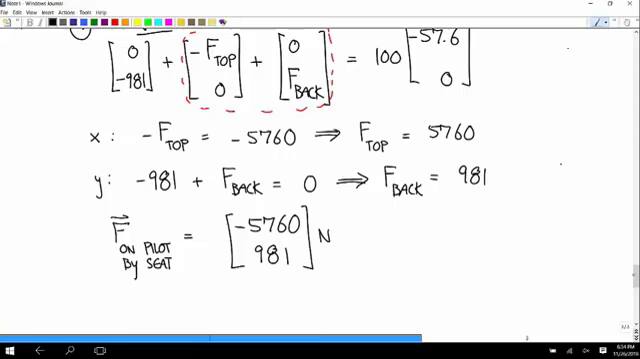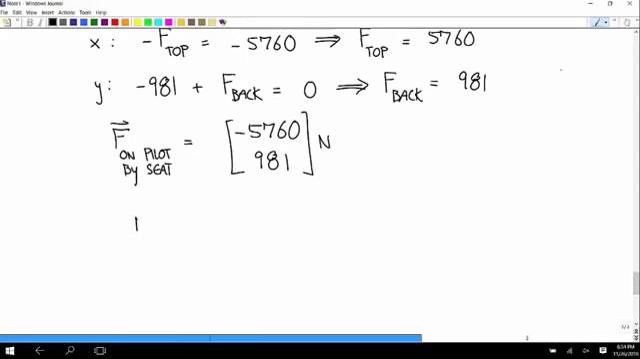That's the force on the pilot by the seat. So Newton's third law says the force on the seat by the pilot is, just take the opposite sign for each one of the components. So positive 5760, negative 981.